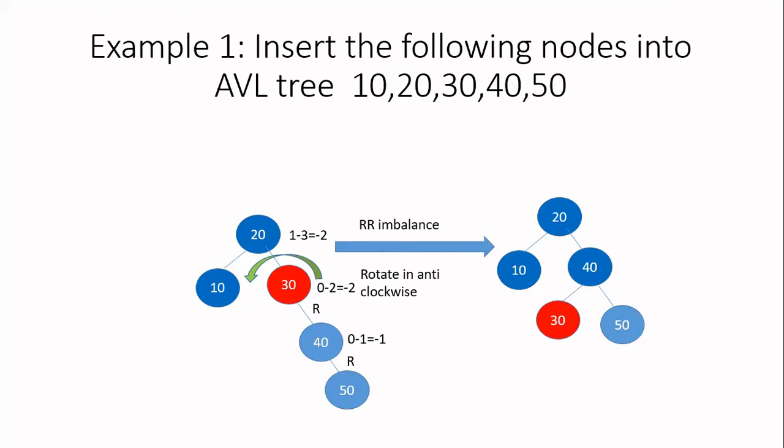Now, about which node we are going to rotate? For that, you have to consider starting from the newly inserted node, move towards the root node. While you are moving towards the root node from the newly inserted node, whichever node you encounter first with imbalance, that should be balanced. So here I'm starting from 50 because it is a newly inserted node. I'm going to move towards the root node of the tree.